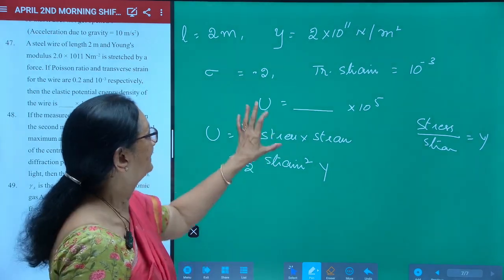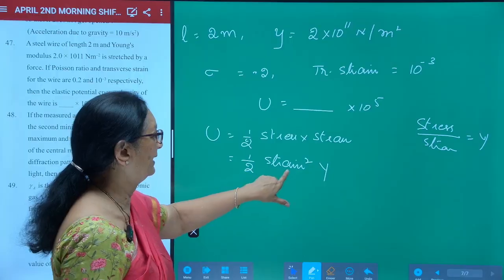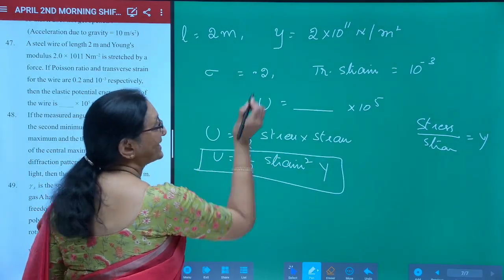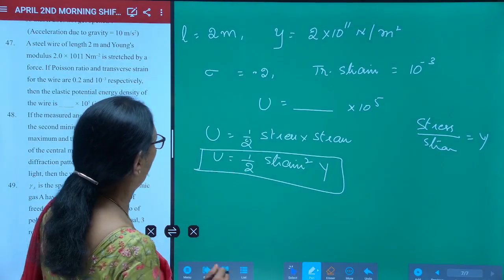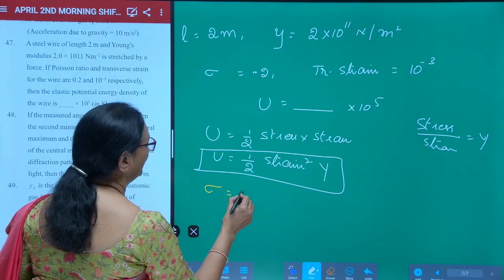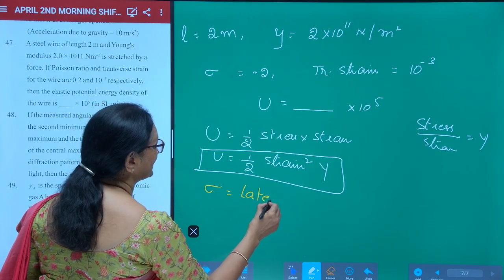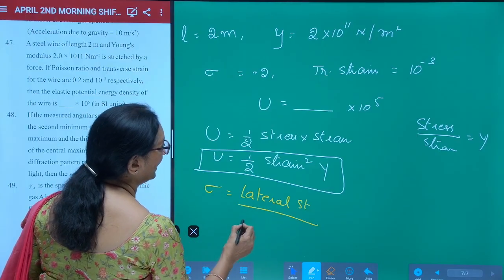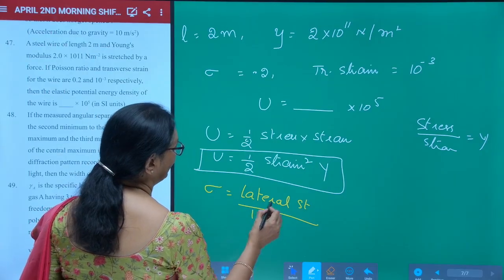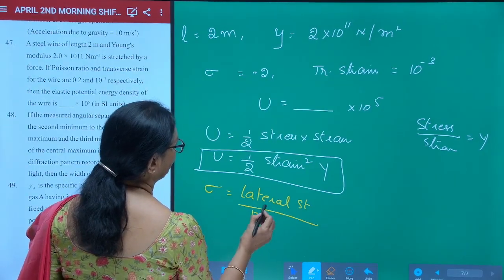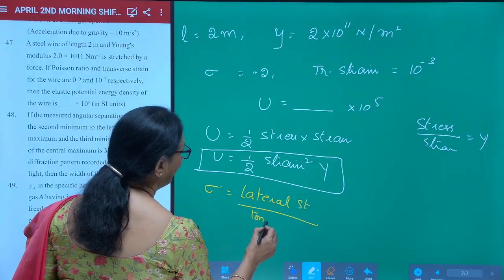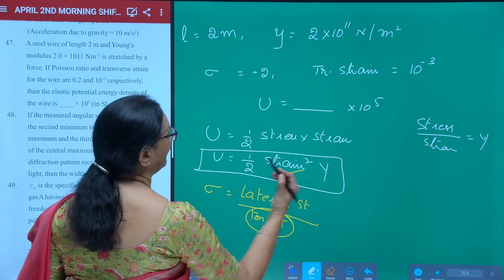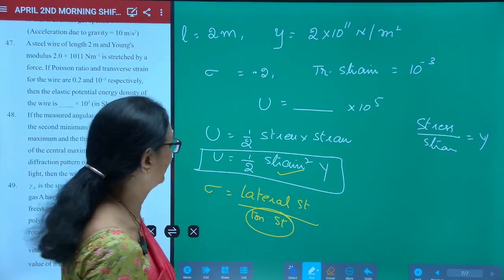But here the data given is this formula we are going to use as per the data given. Look here, sigma is equal to lateral stress divided by longitudinal stress, lateral strain divided by longitudinal strain. So, here in this formula we are using longitudinal strain.